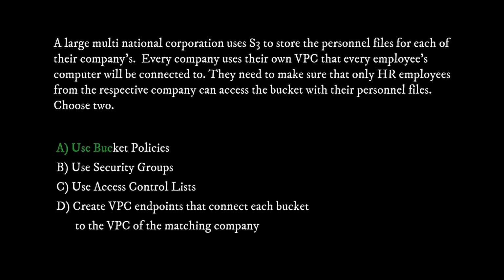A is correct. Each bucket should have policies to only allow HR employees to access it. B is wrong. Security groups offer EC2 instances and some select other services. C is not a great choice. S3 does have them, but they are meant for more direct object access and not to control entire buckets. D is perfect again. The VPC endpoints will make sure that only computers for each company can access the bucket.